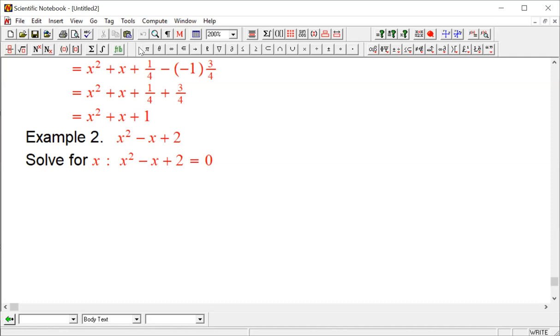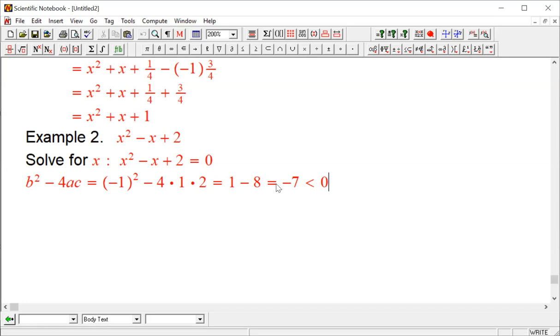Here I'm going to use slightly different steps. I'm going to go straight to b squared minus 4ac, because this will give me an opportunity to assess the situation. So I have -1 squared, which is b squared, minus 4 times a is 1, c is 2. So once again, I'm getting 1 minus 8, I have a -7. So this time I'm going to have complex number factors as well.